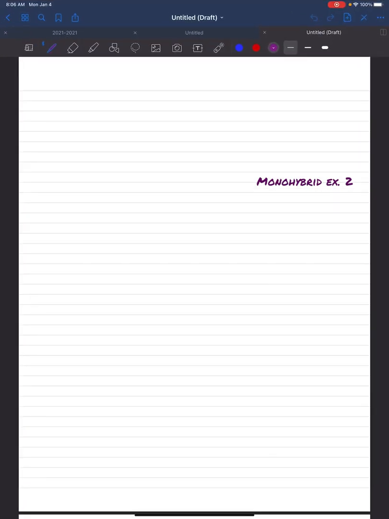Okay, let's do another monohybrid cross. This time, using the same scenario of the green nose, I want you to cross a heterozygous green with a normal nose person. So heterozygous green crossed with normal nose.